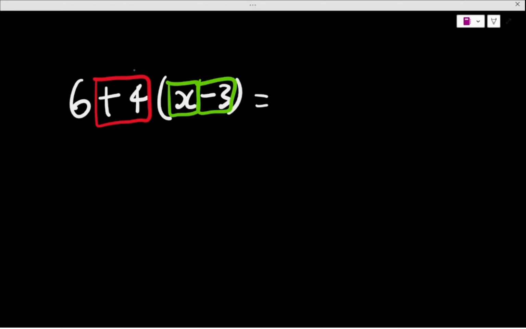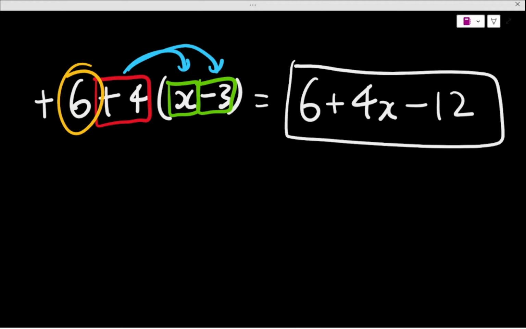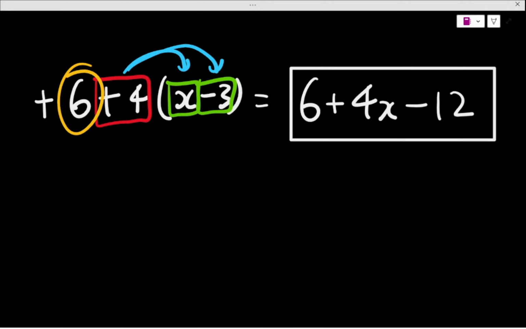Distribute this thing into each of the boxes. So what do we get? Well, we get plus 4 times x, which is 4x. We get plus 4 times minus 3, so it's minus 12. But don't forget we had a 6 at the beginning. It's technically a plus 6, so we have here. We're just going to add these things together. And this is our final answer. Remember, the thing that you're distributing to the boxes in the brackets is directly to the left of the bracket.